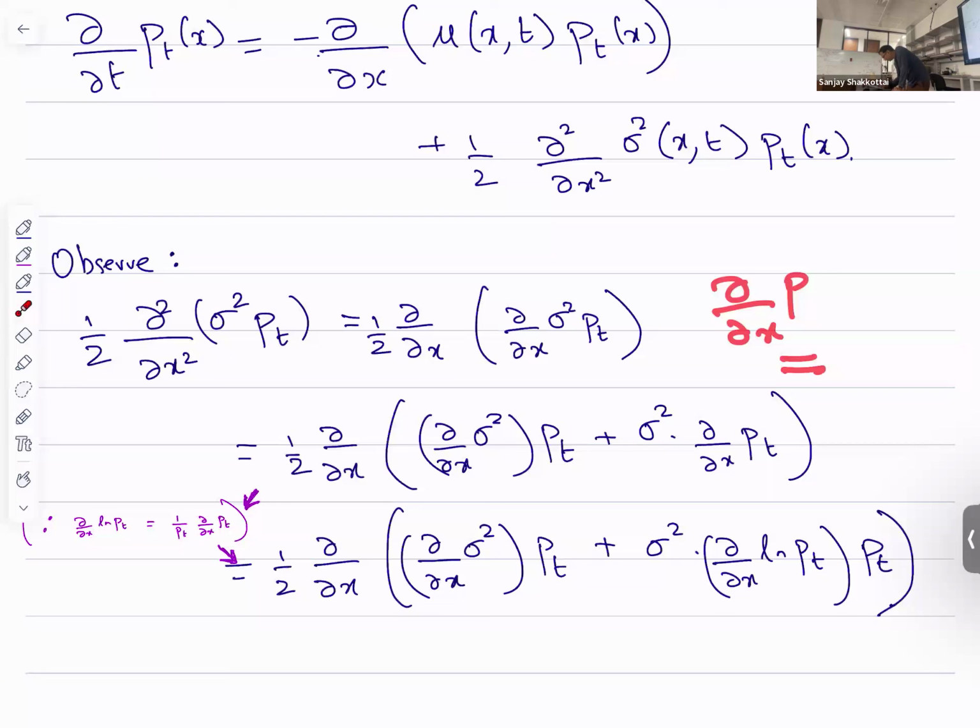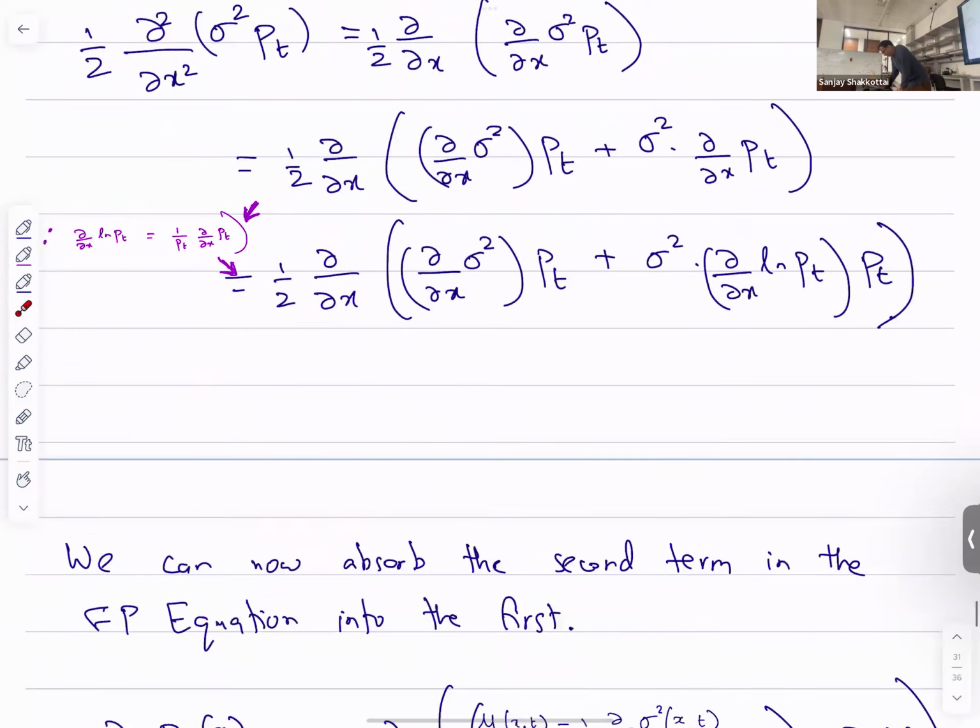The derivative of p is nothing but the derivative of log p times p. Because the derivative of log p is p prime by p, but that p will cancel with this p. So I can write p prime as the derivative of log p times p. I can always do this. And this is essentially what people call the heat-continuity equivalence. So I've taken a second derivative and pushed it into a different form. I haven't done anything fancy yet.